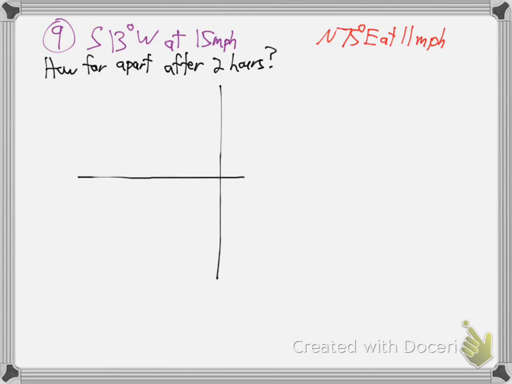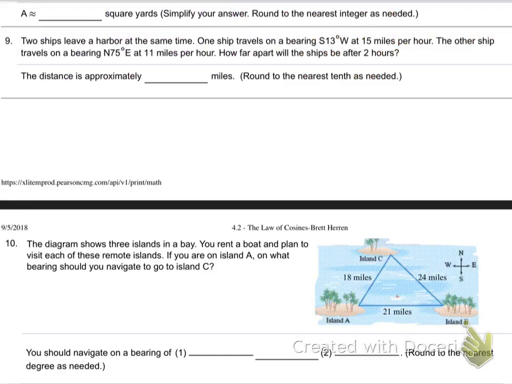So let me draw a big old axis system, just making up the axis system to help us. Okay, so let's start in the middle. Did they start at the same spot? 2 ships leave a harbor at the same time.